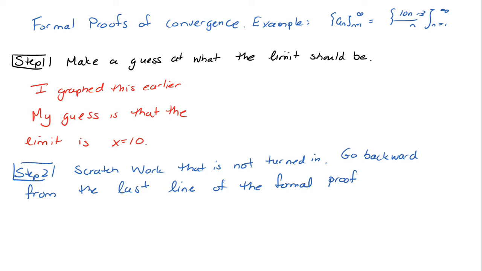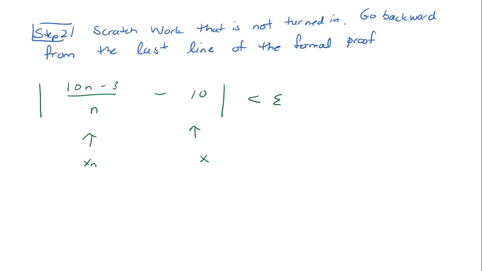So what we'll do for scratch work is we'll go from the last line of the formal proof. The last line of the formal proof is that xn minus x has to be less than epsilon for any arbitrary epsilon. So I'm going to keep epsilon as a variable and not put in a number for epsilon. And I'm going to try to find the capital N. That is because in the definition, there's a part that says there exists a capital N. Whenever I have to prove there exists, I have to actually produce that capital N. So I'm going to find capital N by solving for little n in this inequality.